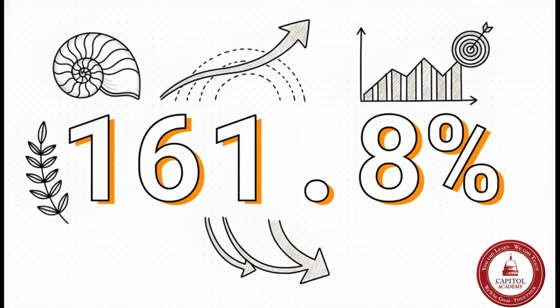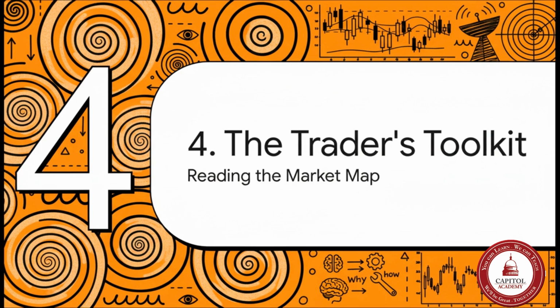So while that 61.8 level helps us figure out where a pullback might stop and turn around, the 161.8 level is used to project where a trend might be going next. Think of it like a target. Okay, so we've got our percentages. Now, let's actually see how they're applied.